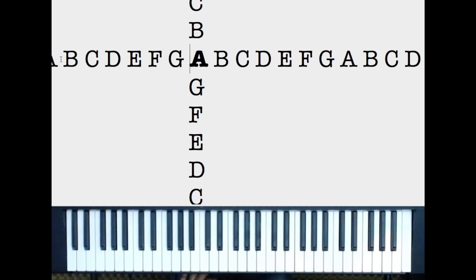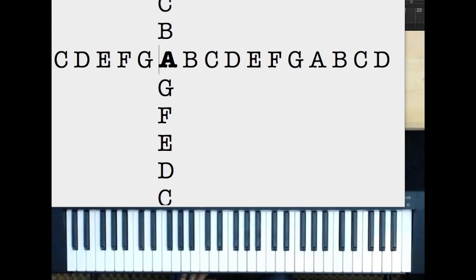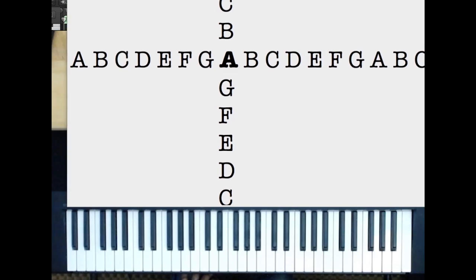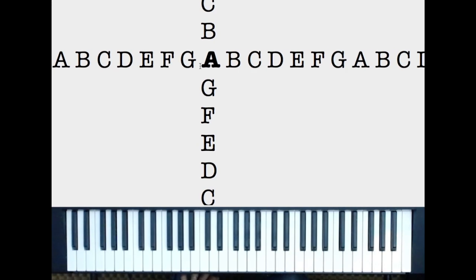So that's why I have several of these. I have several octaves. There's an A over there, there's an A over here, here, and here. It just keeps going left and right, okay? Off into infinity. So let's do it forwards.